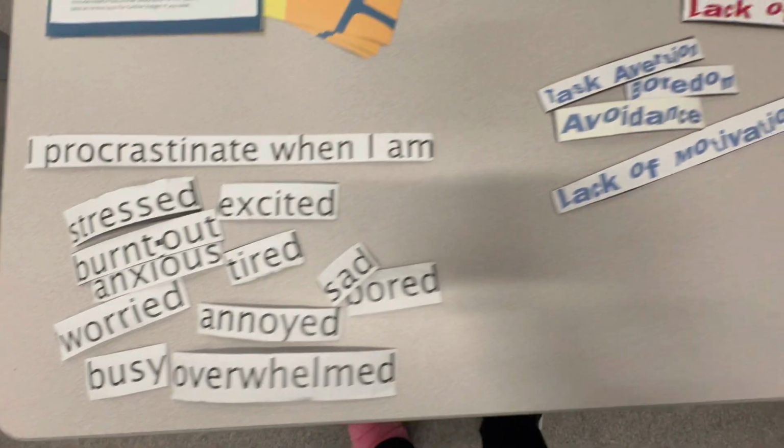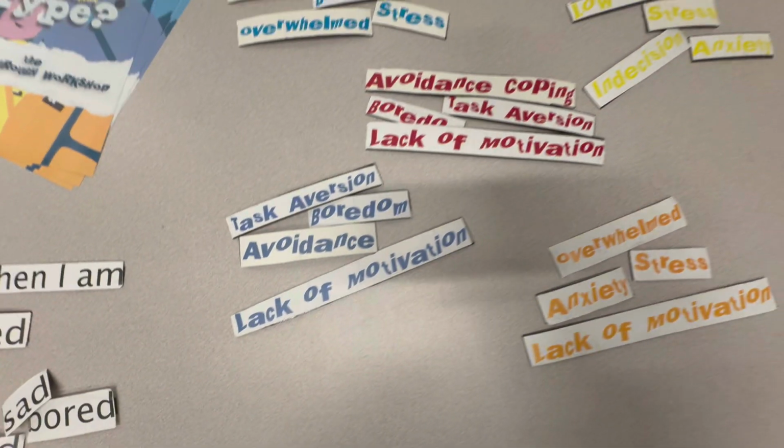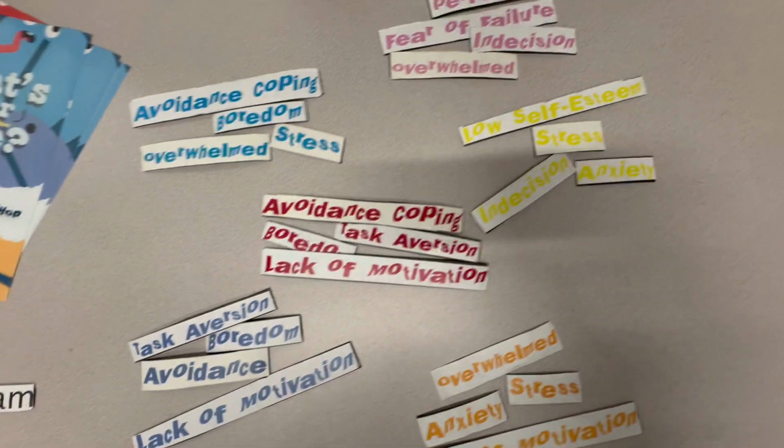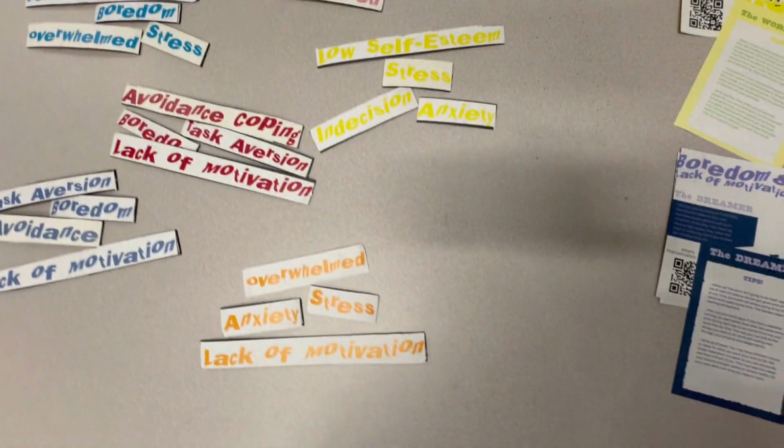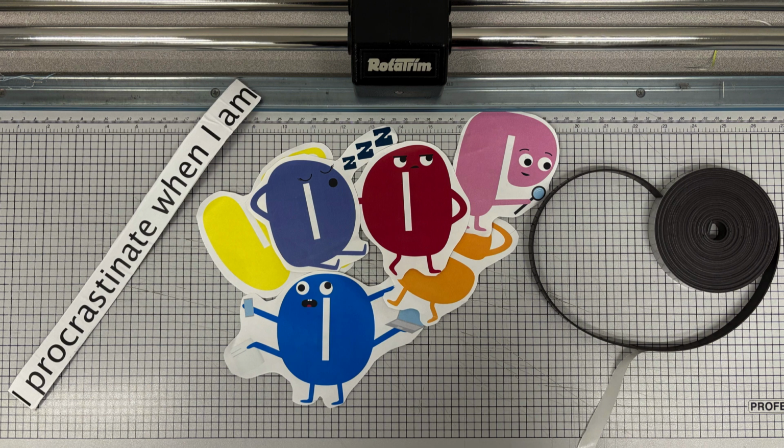I wanted to design magnets that consisted of words that related to each procrastination type, along with adjectives that finished the statement, I procrastinate when I am. I printed out each word, statement, character of each type, and the name of each type, and then I started cutting them out and pasting them onto these magnet strips that I bought. Then I cut each one into their very own magnet.